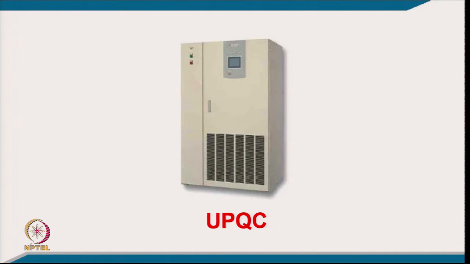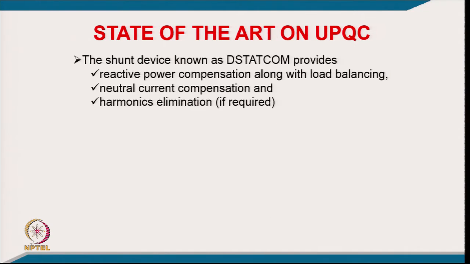Of course, there are many manufacturers now manufacturing UPQC, and it is already used in practice. Typically, the shunt device, known as DSTATCOM, provides the reactive power compensation along with load balancing. It also provides neutral current compensation, and if required, harmonics elimination, since you might have harmonics in your load current. The interesting part is that the rating of the voltage source compensator used for the shunt differs for these requirements.